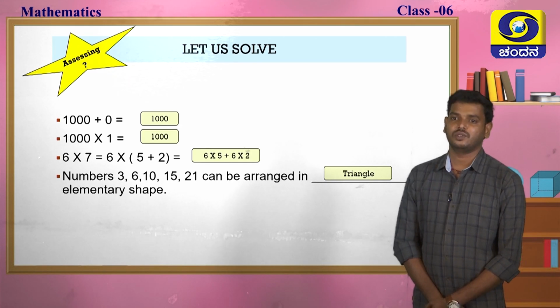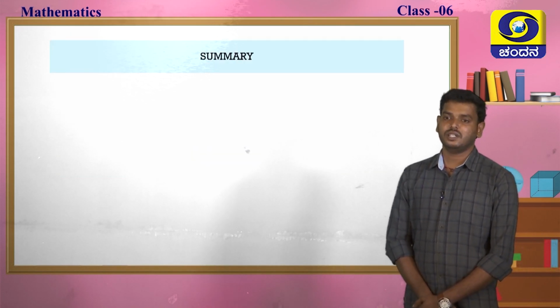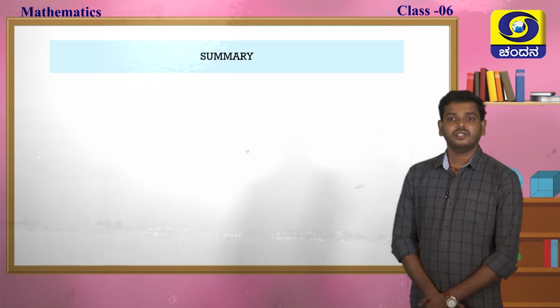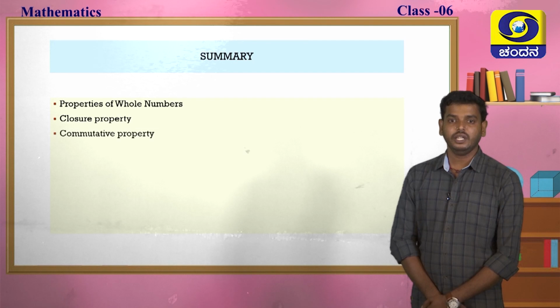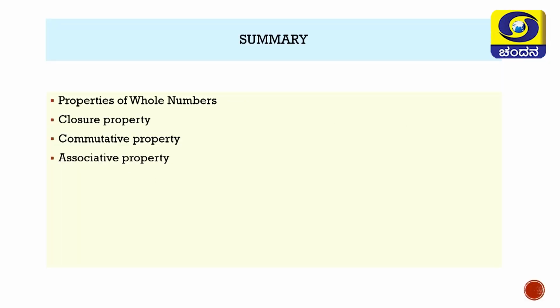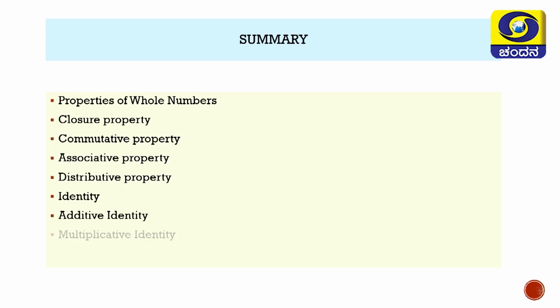I hope you have understood, children. Then we will summarize today's discussion. So, what we have discussed mainly are the properties of whole numbers: closure property, commutative property, associative property, distributive property, identity, in that additive identity and multiplicative identity, and patterns in whole numbers.